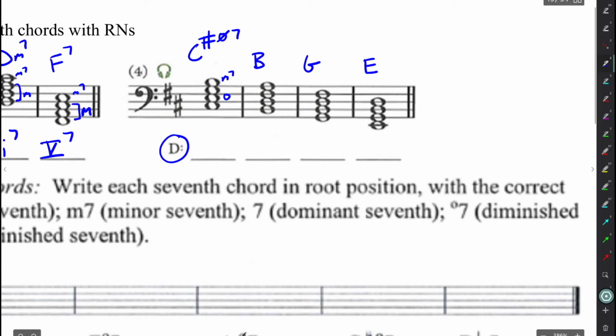The next one is B, D, F sharp, which is a minor triad. B to A is a minor 7th. Therefore, we have a B minor 7 chord. Next, we have G, B, D, which is a major triad, and G to F sharp, which is a major 7th, which means we have a G major 7 chord. And finally, we have E, G, B, which is a minor triad, and E to D, which is a minor 7th, which means we have an E minor 7 chord.